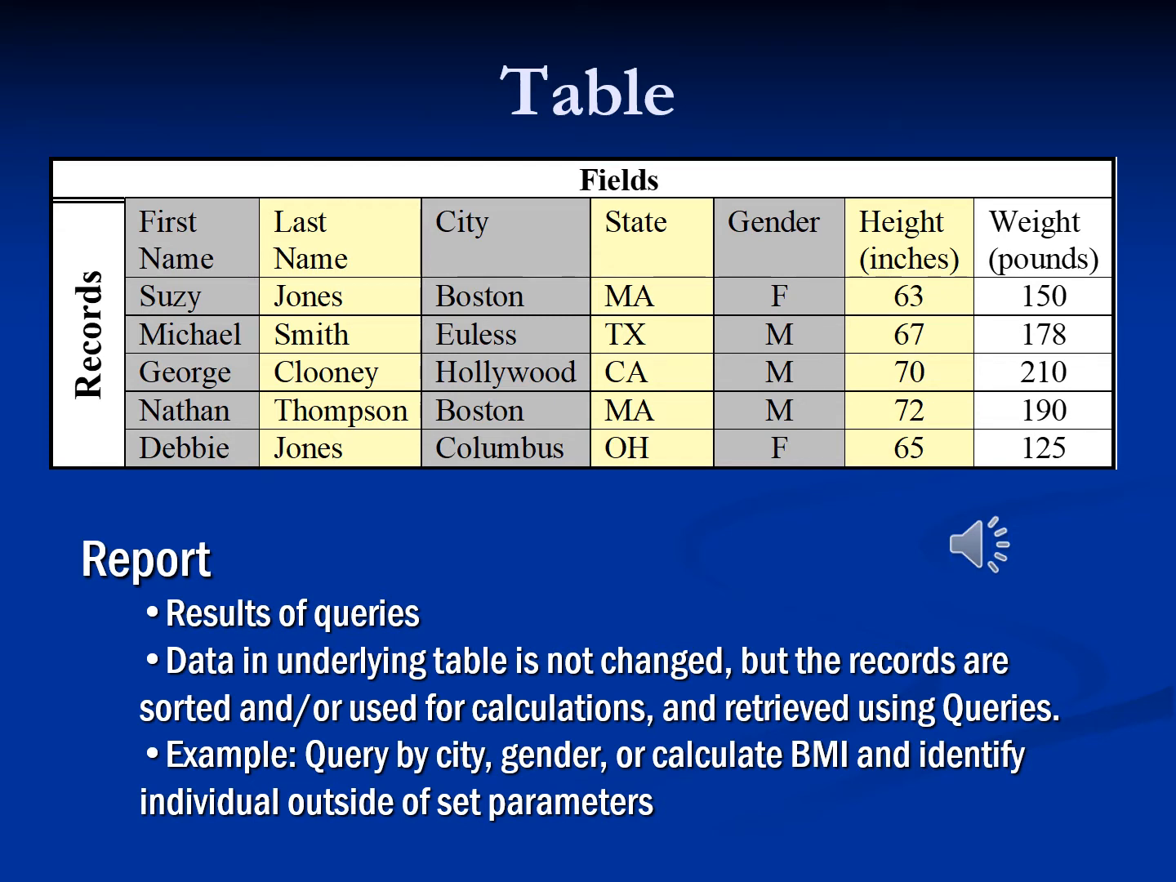If you look at this quickly, as a healthcare provider, you might think, oh, I could figure out BMI using this. And so you could query by the city and gender, calculate the BMI, and identify individuals outside particular parameters. That might be something that you could do. The thing about queries is that the data in the underlying table is not changed, but the records are sorted and used for calculations and retrieved using queries. So this is where you may sometimes hear people say, enter once, use multiple times.